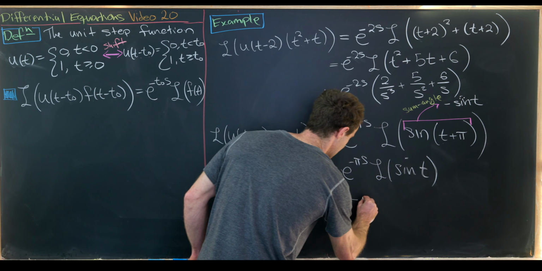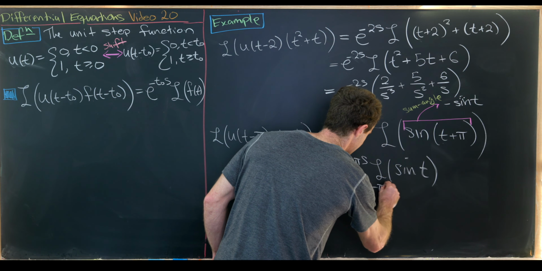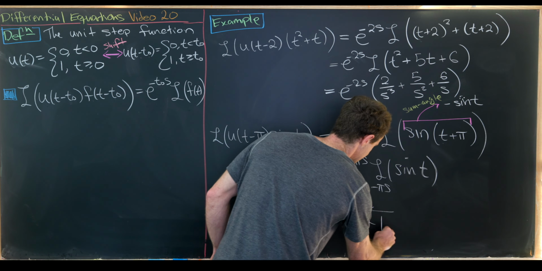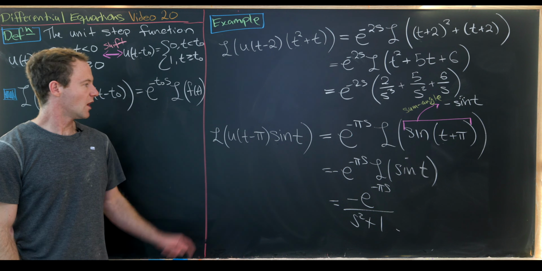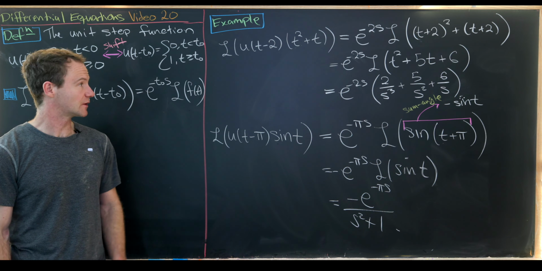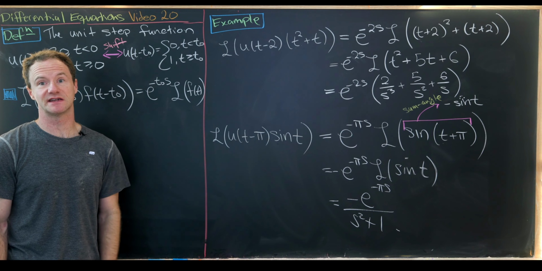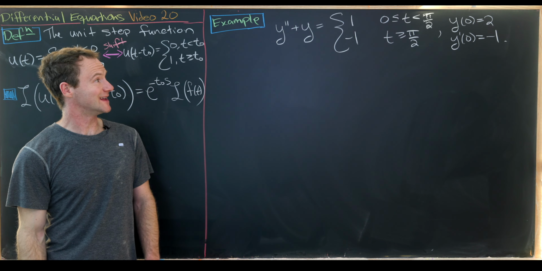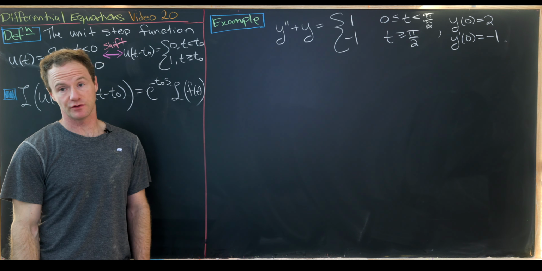So that leaves us in the end with minus e to the minus pi s over s squared plus 1. Okay, so now that we've got some practice with this, let's solve some differential equations that involve this unit step function. So now we're going to jump right into solving a differential equation involving the unit step function.